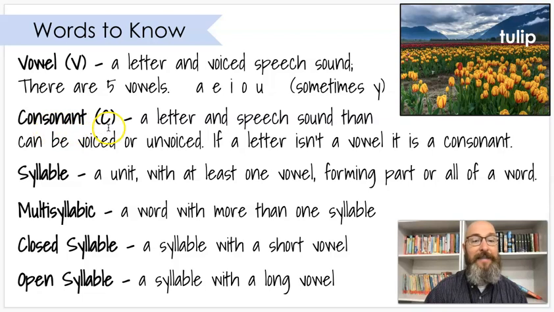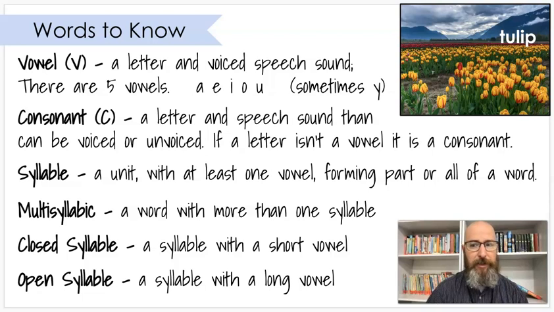Next is a consonant. We're going to label all of our consonants as a C. A consonant is a letter and a speech sound that can be voiced or unvoiced. Voiced means if you make the sound, you feel a little vibration in your throat. If it's unvoiced, you won't feel a vibration because you're not using that part of your body to make the sound. If a letter isn't a vowel, it's a consonant. So once you know the vowels, A, E, I, O, U, every other letter is a consonant. A syllable is a unit with at least one vowel. All syllables always have a vowel, and it either makes part of a word or it's the whole word, and they always have at least one vowel.